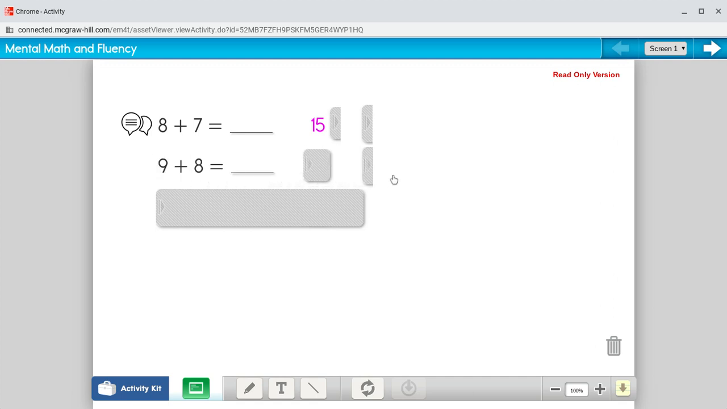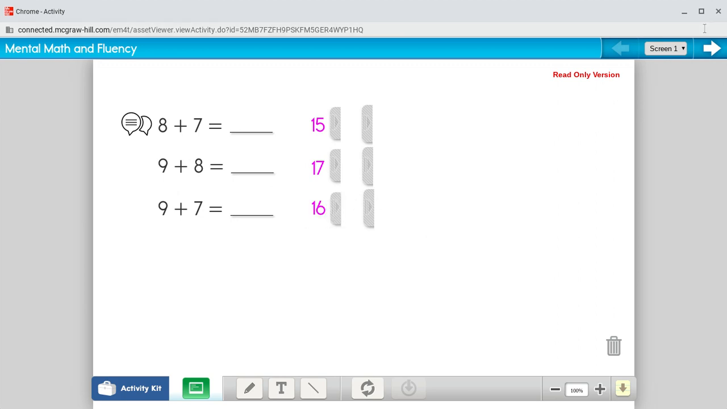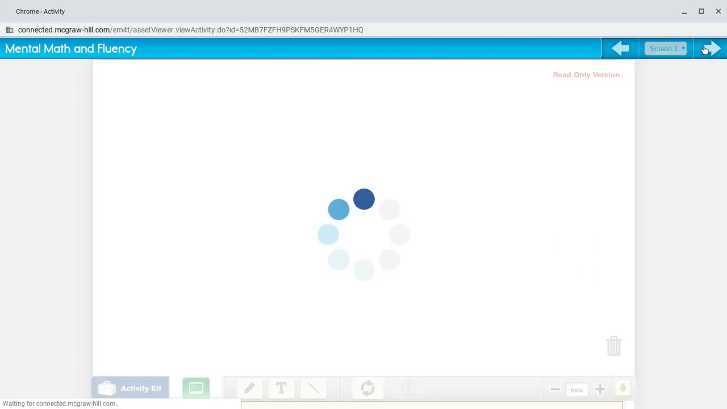9 plus 8. Use those double facts to help you. 9 plus 8 or 10 plus 8 minus 1. The sum of 9 and 8 is going to give us 17. And we have 9 plus 7. So if I know 9 plus 8 is 17, all I have to do is go one less, and I'm going to get 16. Excellent. Level 2. These are a little tougher than yesterday.